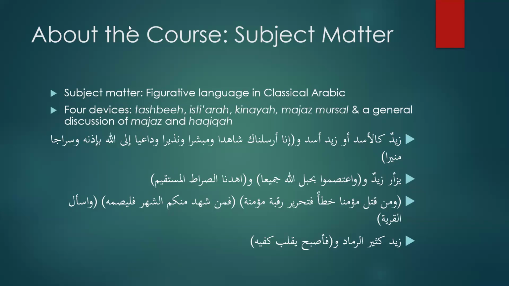And so majaz mursal is where that relationship already exists, and you're just reaching the intended meaning by mentioning it, by drawing attention to that relationship. By drawing attention to that relationship, you're getting from the uttered meaning to the intended meaning, right? And so that relationship already exists in the case of majaz mursal, and it is not one of comparison. All good?